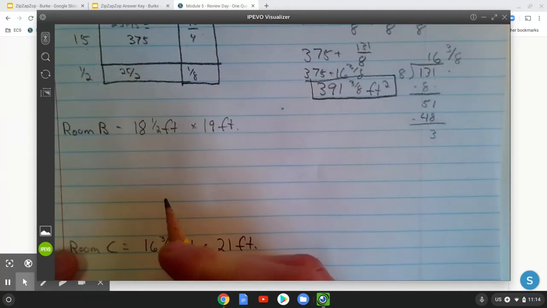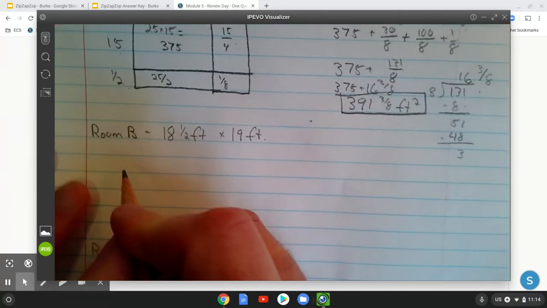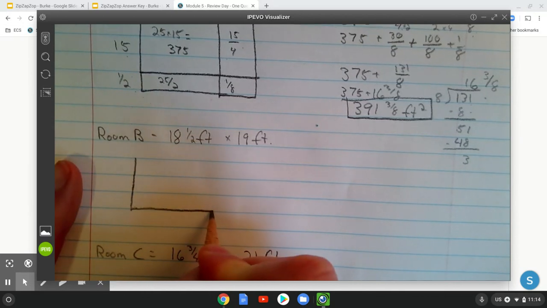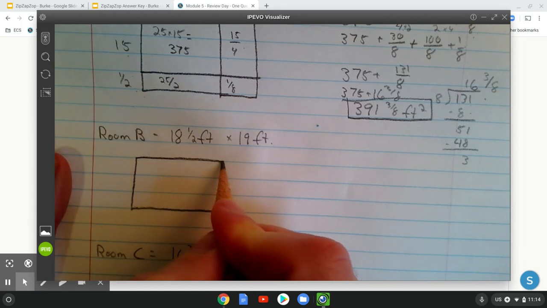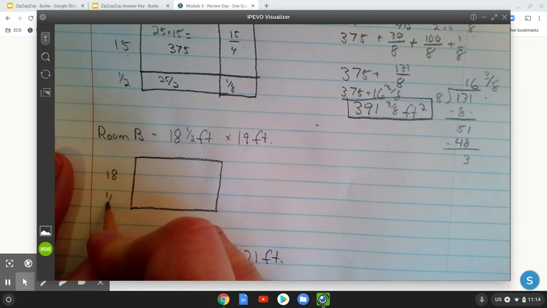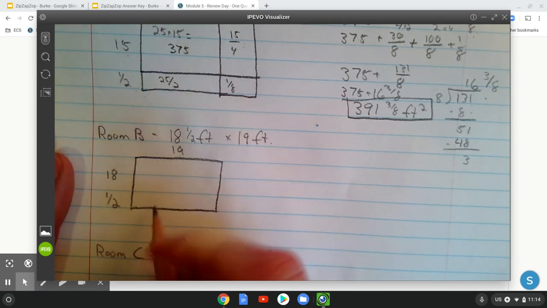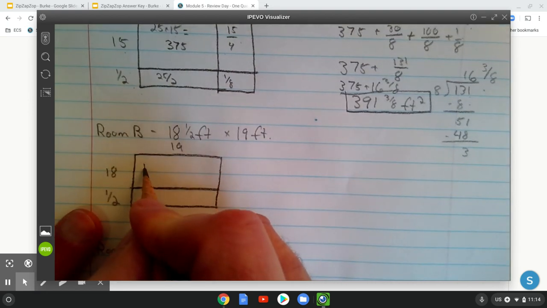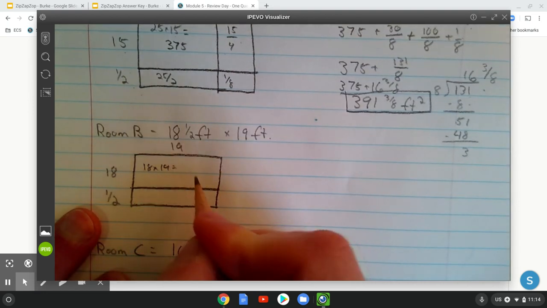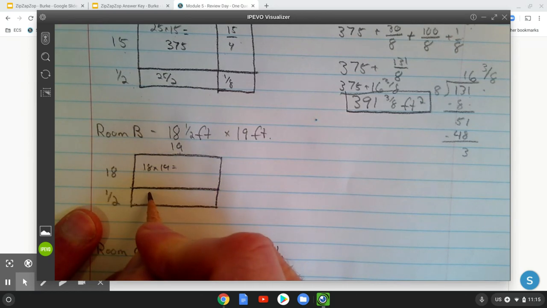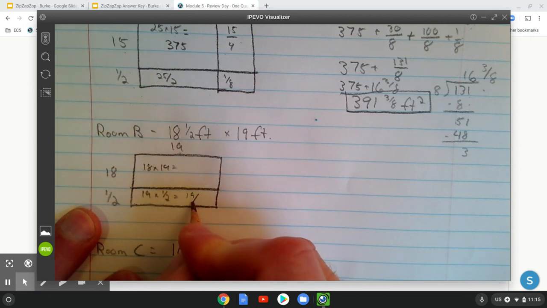Room B, let's set it up together. 18 and a half times 19. Let's say this is the 18 and a half, and this is 19. So this is just 18 times 19, and this is 19 times a half, which is going to be 19 over 2.